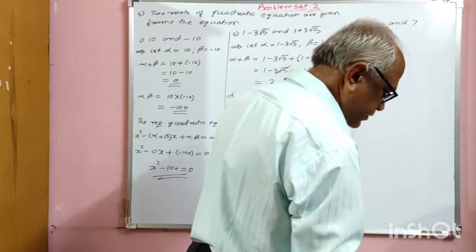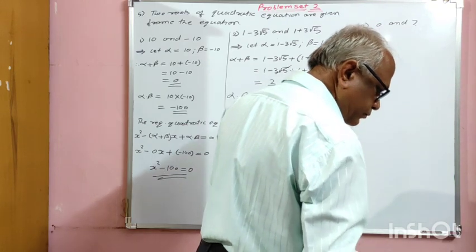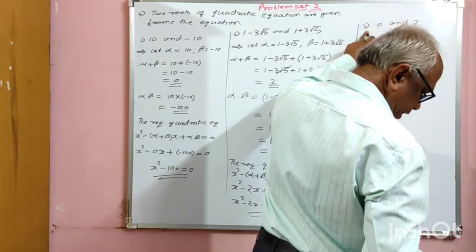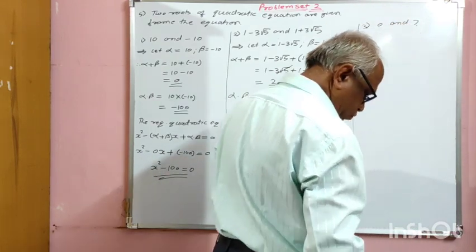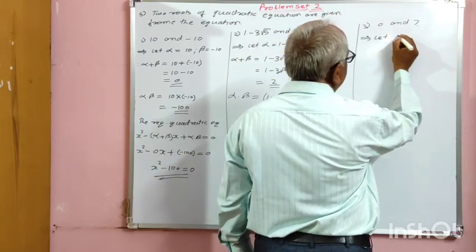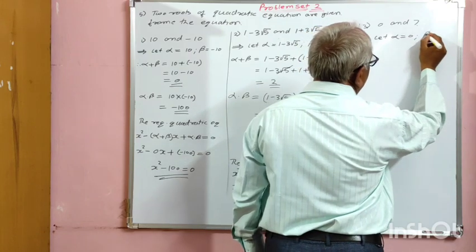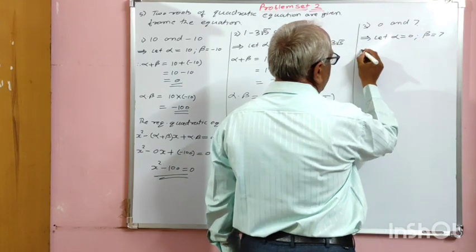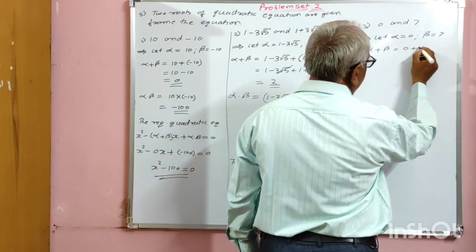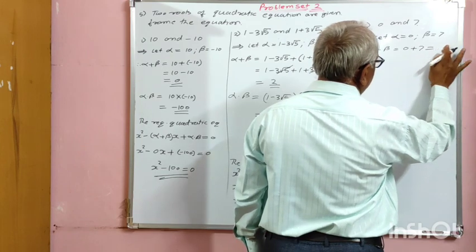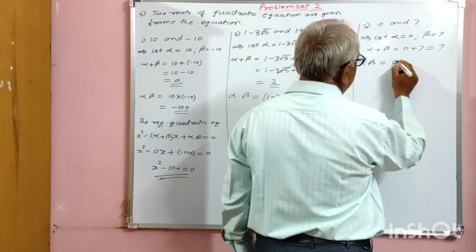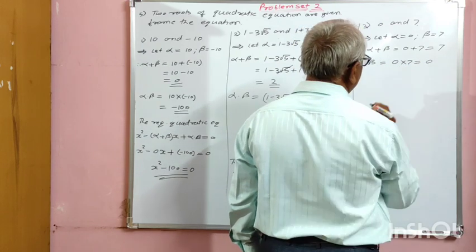Now third example is 0 and minus 7. So here again let alpha is equal to 0 and beta is equal to 7. Therefore alpha plus beta is equal to 0 plus 7, that is 7. Alpha into beta, that is equal to 0 into 7, that is equal to 0.